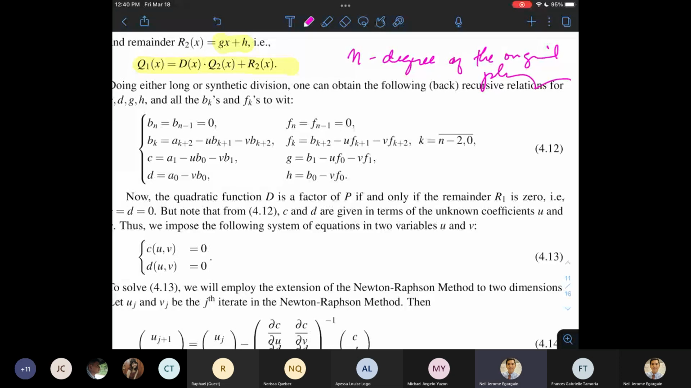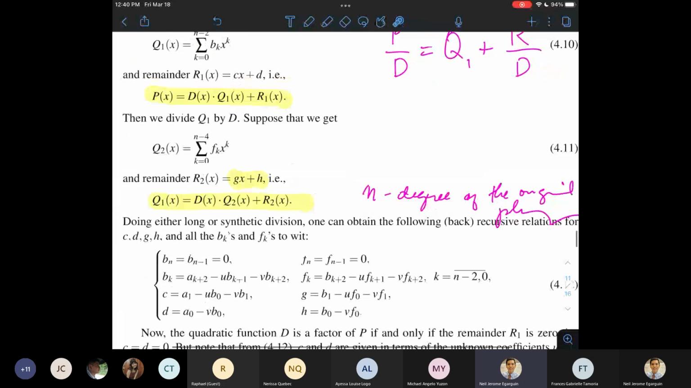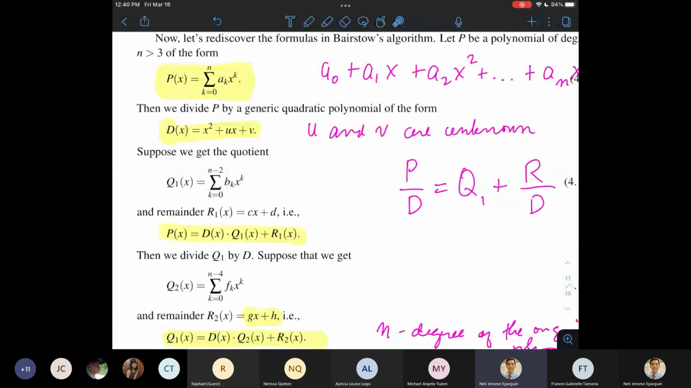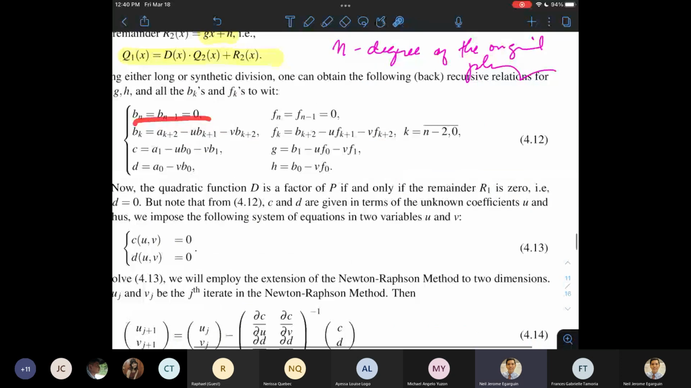Okay? So, fixed na yan. Sabi rito, yung b sub n at saka yung b sub n minus 1 ay equal kay 0. And that's not hard to accept because the b sub k's are the coefficients of the first quotient q1. Pero yung q1 ay degree n minus 2 yan. So, walang coefficient si x to the n minus 1 at saka si x to the power n. So, ibig sabihin, 0 talaga yung b sub n saka yung b sub n minus 1. Ganun din si f sub n at saka si f sub n minus 1.